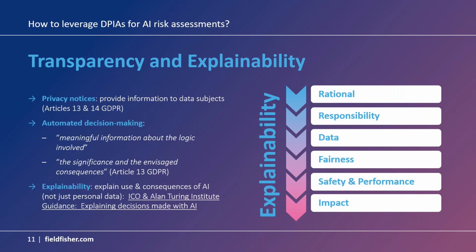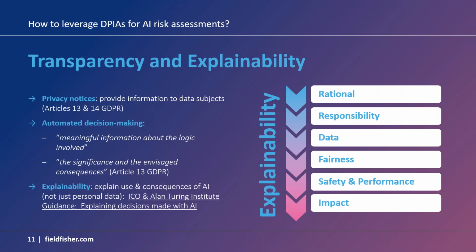So that ICO and Alan Turing guidance sets out some different aspects of explainability. So it, for example, talks about the rationale explanation, which are the reasons that led to a decision, and that rationale explanation should be delivered in an accessible and non-technical way. There's the responsibility explanation: who is involved in the development and management and implementation of the AI system, and who can be contacted for a human review of the decision.